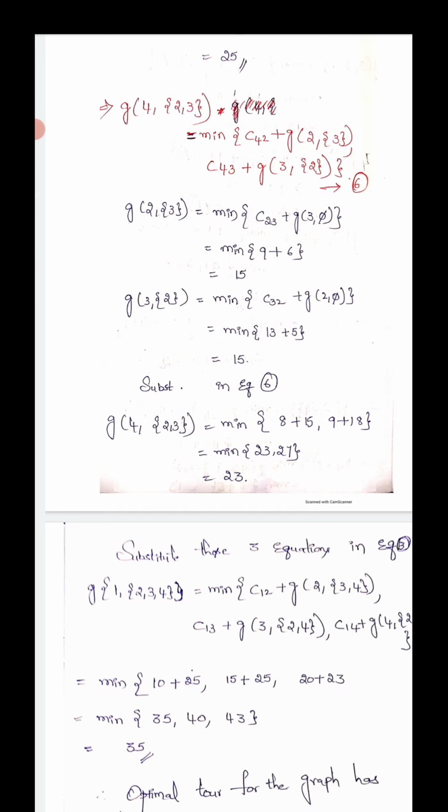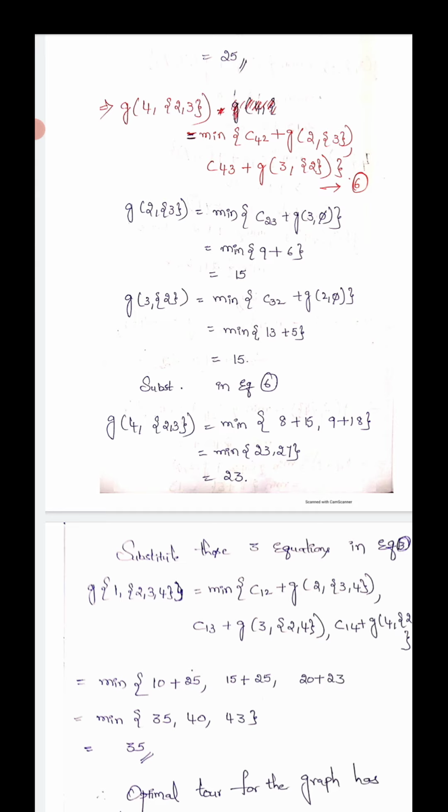Here 13 plus 5 is assigned to be 18. I made a mistake here, please note it. Minimum of c suffix 3 2, which is 13, plus g of 2 comma 5. How much is that? 5. 13 plus 5, how much? 18. I made a mistake here, I wrote 15. You modify it there to 18. Okay, substitute these values in equation number 6.